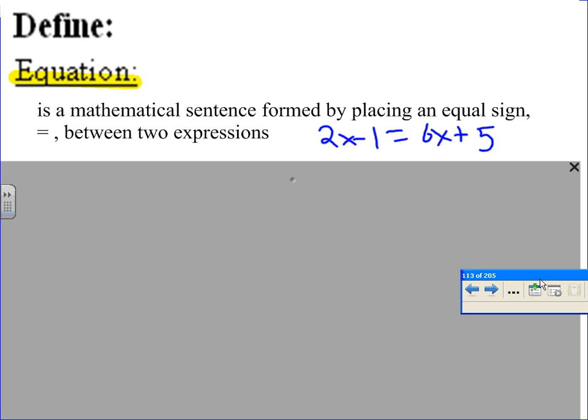So it's a mathematical sentence formed by placing an equal sign between two expressions. Right here. So write something like that down. And if you want to jot down the example, one example of an equation is 2x minus 1 equals 6x plus 5. So again, an equation has an equal sign, an expression does not.